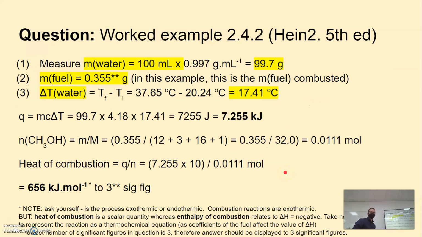And there we go. Mass of water, mass of the fuel, temperature change of the water gives us that. Q equals MC delta T. Calculate the number of mole of the methanol. Heat of combustion is the energy divided by number of mole. Notice I haven't included a sign because it's heat of combustion, not enthalpy of combustion. Or it's not asking us to write a thermochemical equation. So I'll get you to do that as an extra question. Write me a thermochemical equation for the complete combustion of methanol. Off you go.